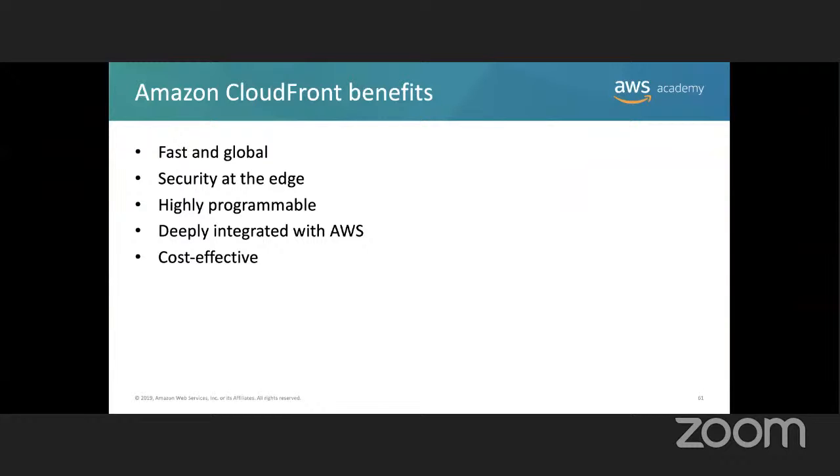So the benefits are fast and global, security at the edge, right? So Amazon CloudFront provides both network level and application level protection. So your traffic and applications benefit from various built-in protections such as AWS Shield Standard, right? That doesn't cost you anything. It's free, right? You can also configure features like ACM, AWS Certificate Manager, right? You can create custom secure socket layer SSL certificates at no extra cost, right? You can have your own certificates at no extra cost.